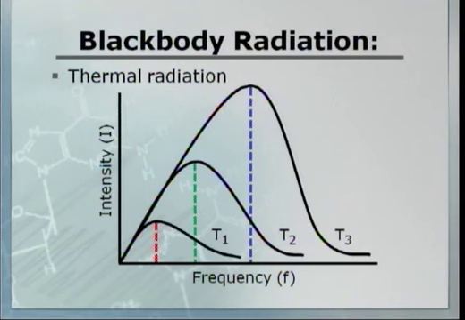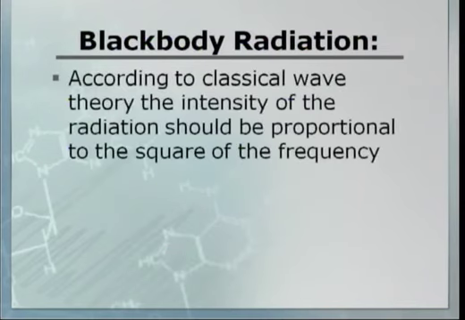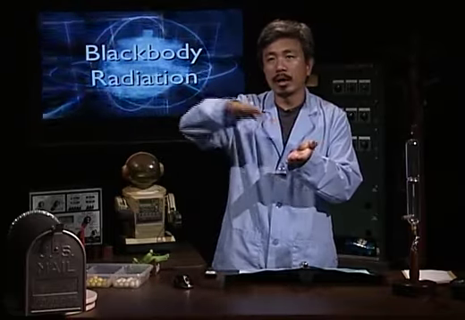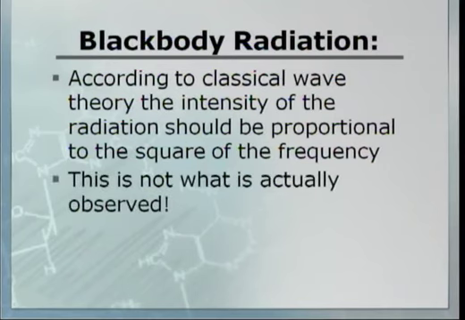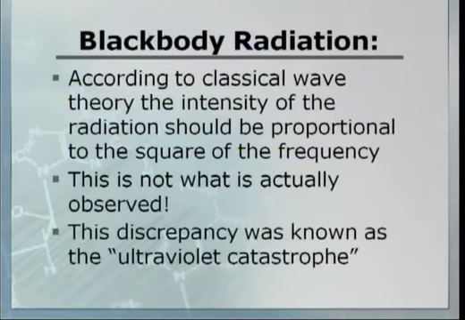If we were to look at the math that would describe what's happening, notice that the three temperatures are each one bigger than the other. If you look at the math, we find that according to classical wave theory, the intensity of the radiation should be proportional to the square of the frequency. What does that mean? Well, it looks something like this. As you get higher and higher temperature, basically you should peak out so it looks like half of a parabola. It's a quadratic function, basically, a square function. And mathematically, that's what was predicted. However, this was not what was observed in the lab. So this is not what is actually observed, and this discrepancy was known as the ultraviolet catastrophe.